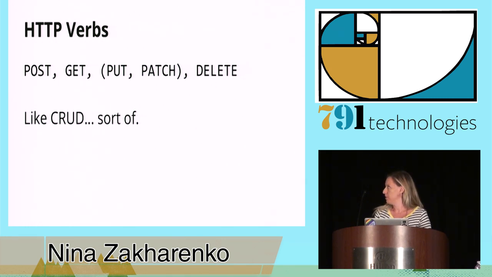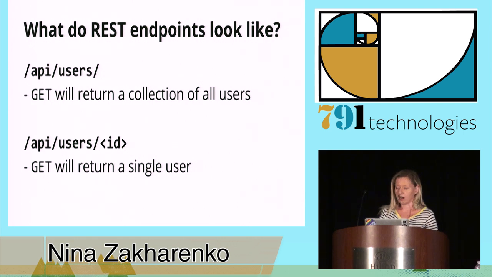So HTTP verbs, these are the five of them. We have post, get, put, patch, and delete. It's like CRUD, sort of, not quite. So we use them to perform operations on different endpoints. And our endpoints are going to look kind of like this. So that first endpoint, if we call a get on it, it will return a collection of all users. The second endpoint, we want to pass it an ID, and if we call a get on it, it will return the single user at that ID.